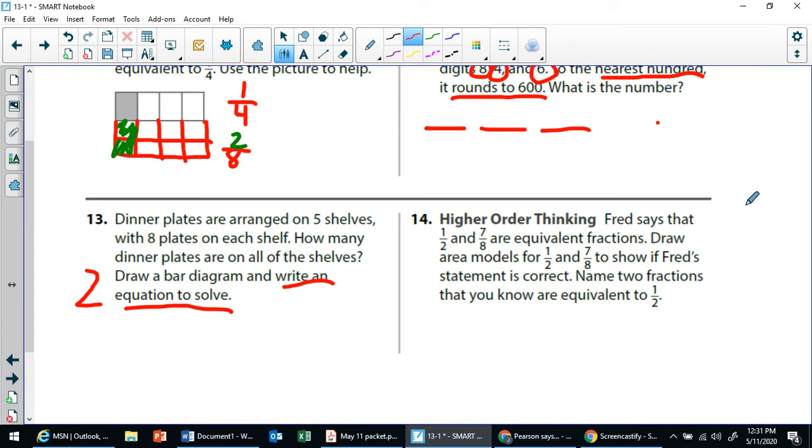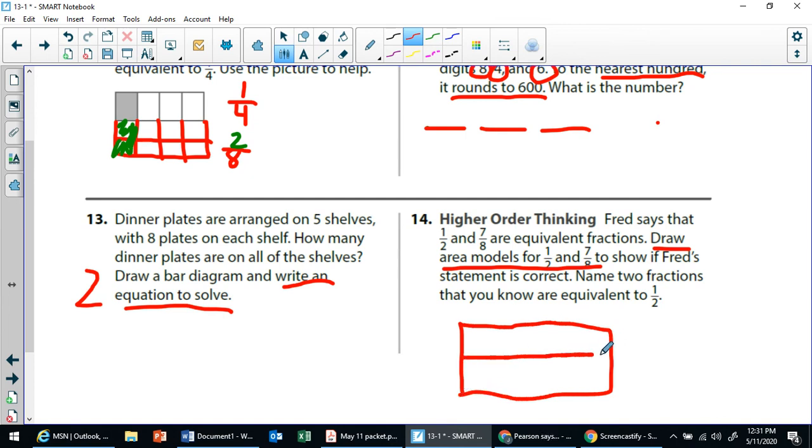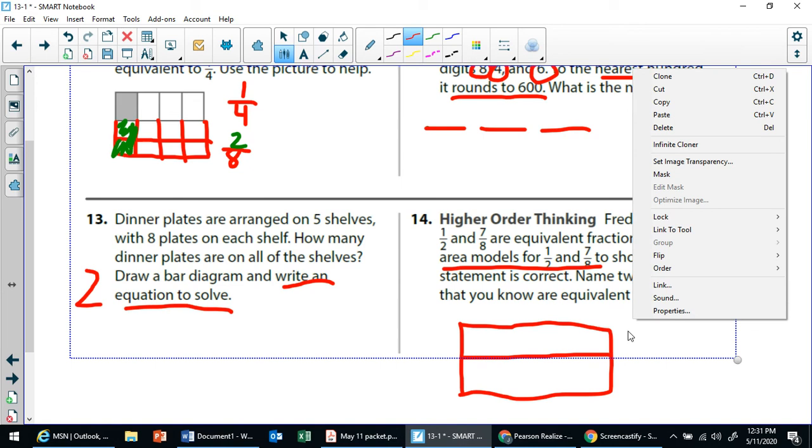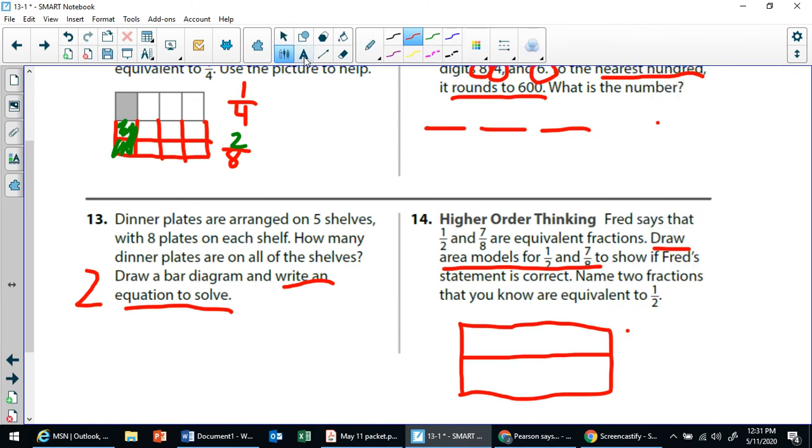Draw area models for 1/2 and 7/8 to show if Fred's statement is correct. That is your first job. You have to draw area models for 1/2 and 7/8. That means your models need to be, remember, the same size. So maybe the top part is for 1/2. Sorry, guys, sometimes I get clicking too much. And the bottom model is for 7/8. So there's your first job.